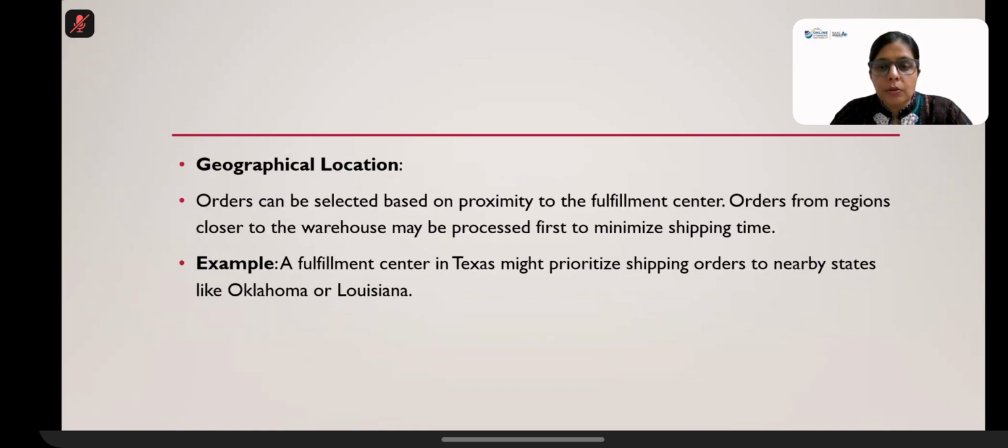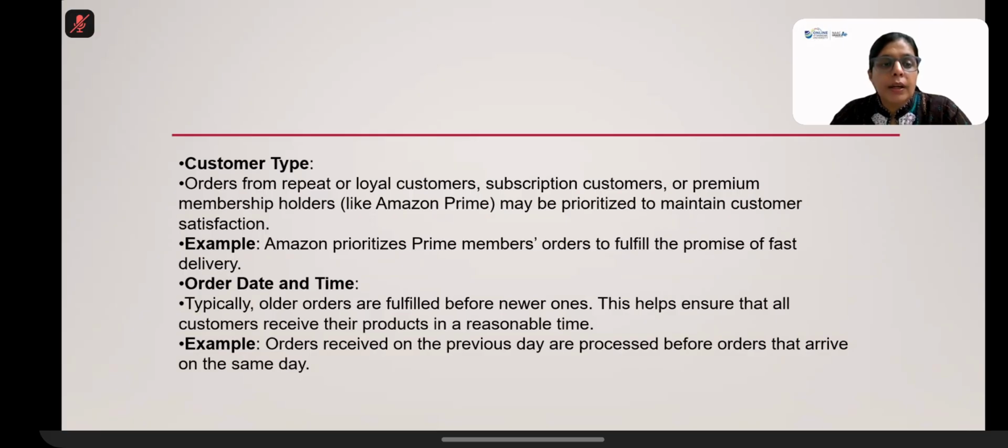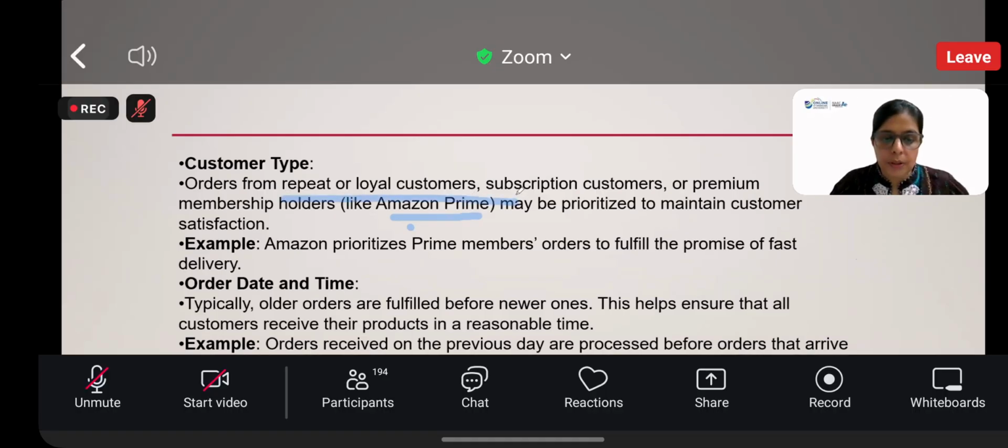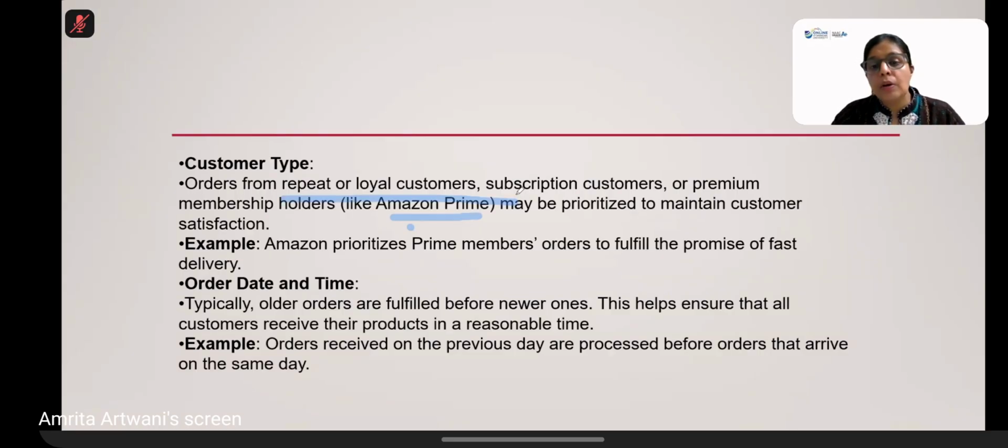Geographical location. So the nearby orders may be dispatched first to minimize the shipping costs, and the other orders may be dispatched later. Customer type. There are different customer types, like in Amazon, we have prime customers, or orders from repeat or loyal customers, or customers who have paid some subscription fees to avail the prime services. So their order will be dispatched first.